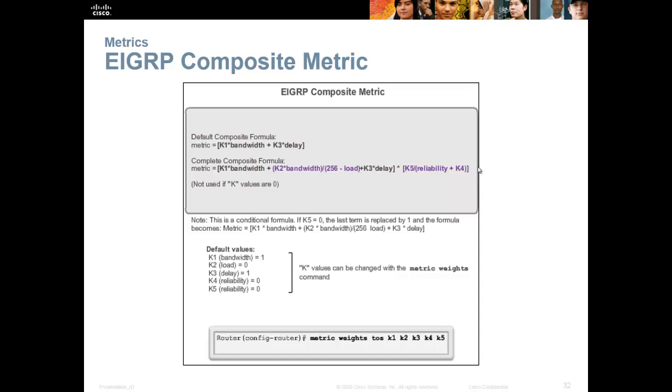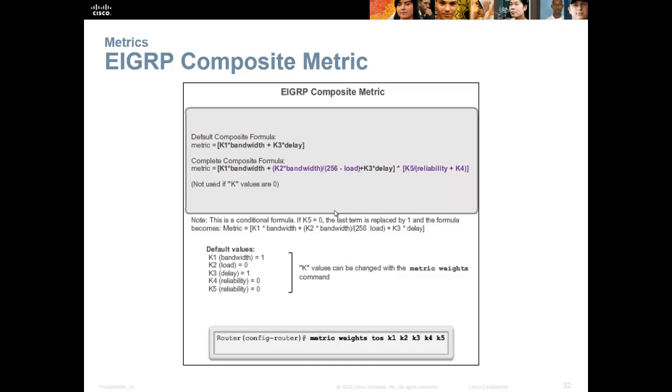Now, again, you can modify this. The actual formula is K1 times the bandwidth plus K2 times the bandwidth divided by 256 minus the load plus K3 times delay, times K5 divided by the reliability plus K4. So it's a big, long, crazy formula. But because by default K2, K4, and K5 are not used, this is the actual formula. It's just 1 times the bandwidth, 1 times the delay. You add those 2 numbers up and you get your metric.